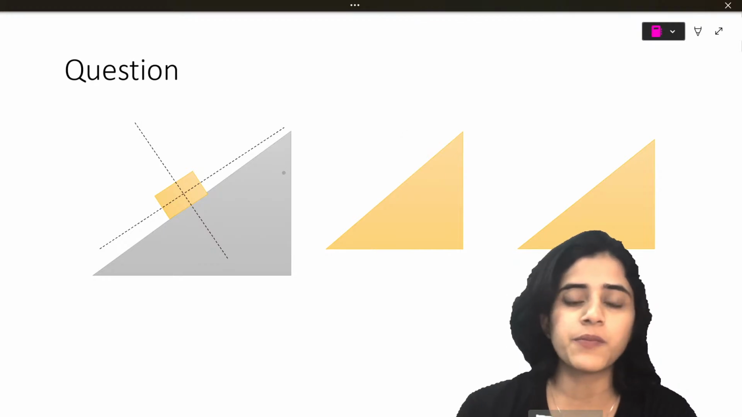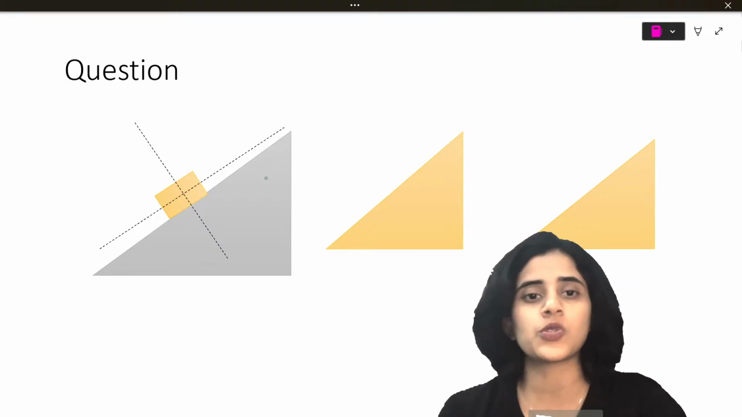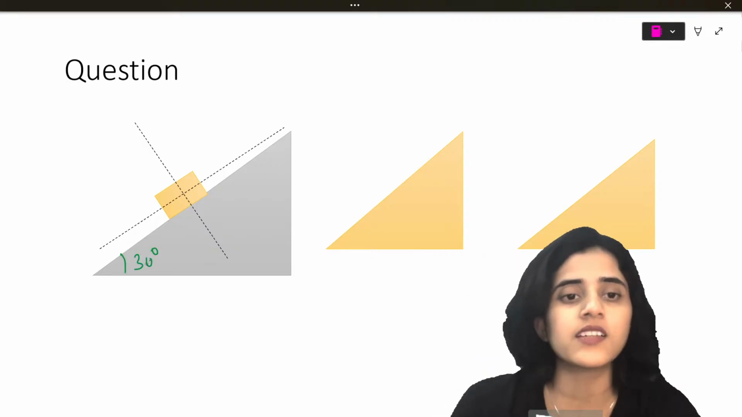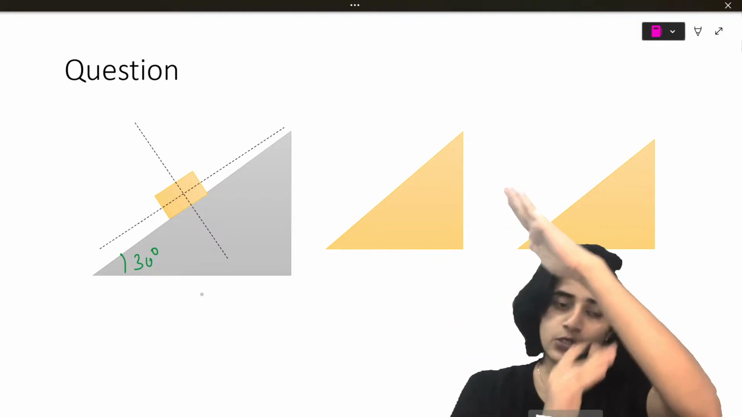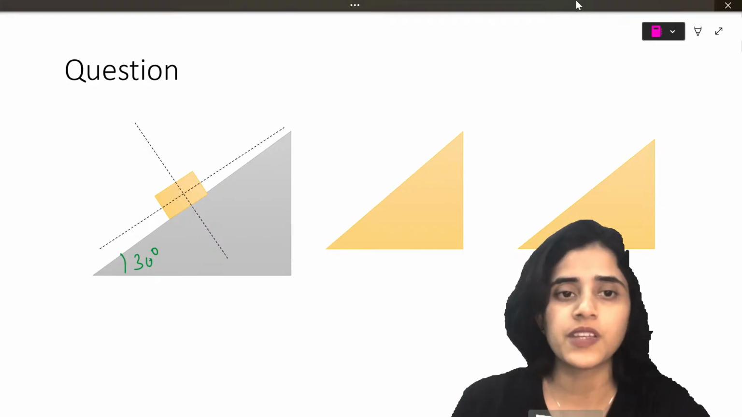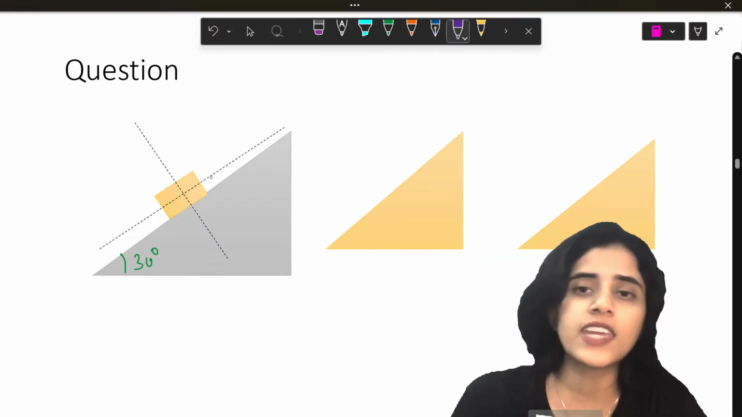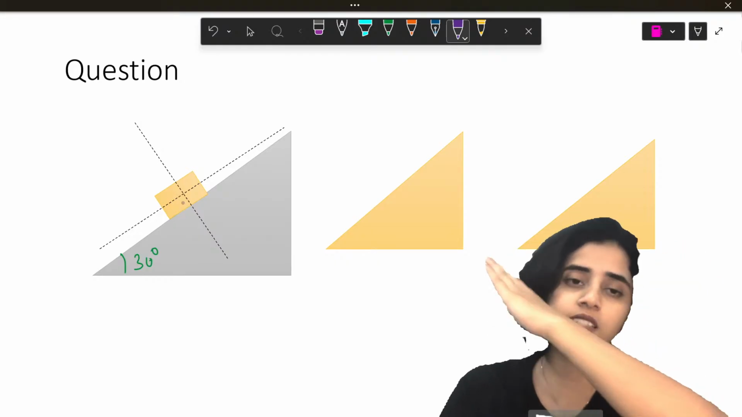So let's look at a simple question. There is an inclined plane, and the plane is at an angle of 30 degrees. So this was the plane and I lift it, so there is an angle of 30 degrees. Now I keep a block. This yellow color, what you see, is a block. I keep that on the plane. Let's say this is a slide.